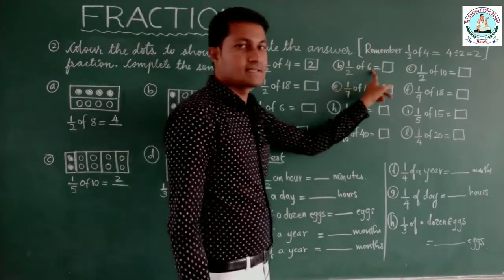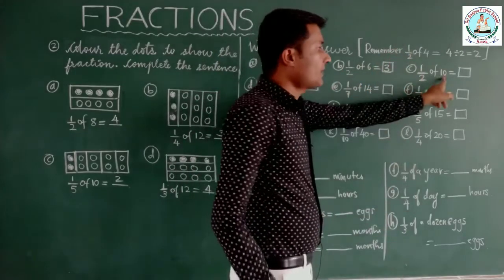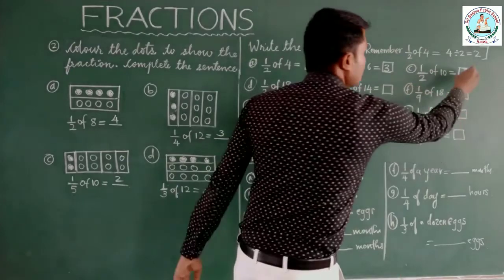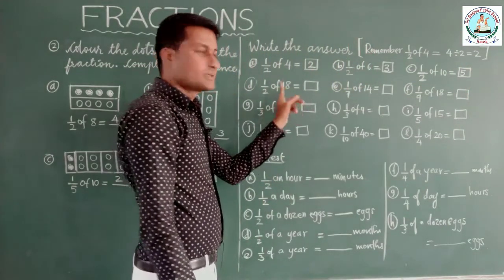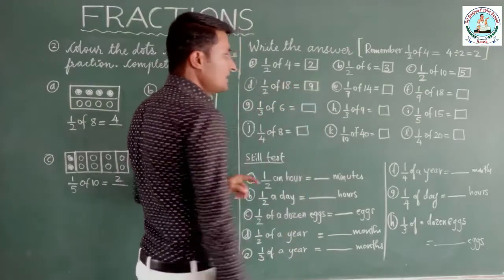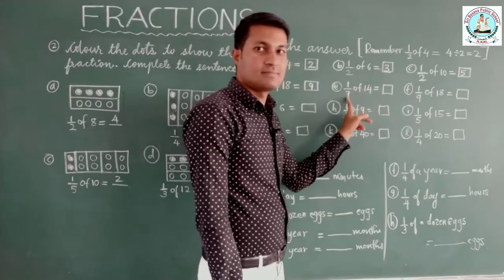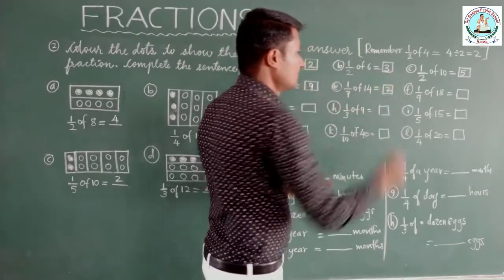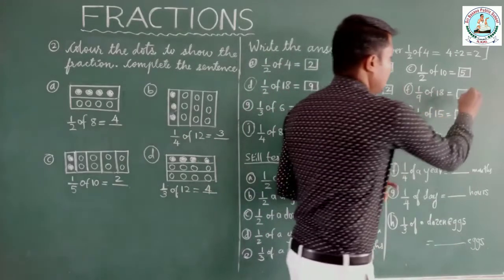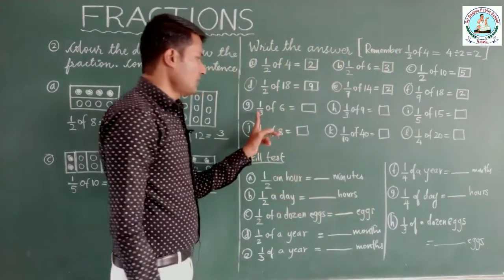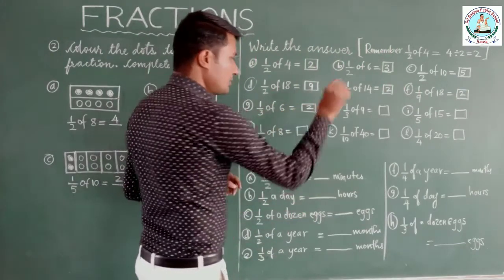B, half of 6, divided by 2, how much? It is 3. Half of 10, divided by 2, how much? It is 5. Next, half of 18. So 18 divided by 2, it is 9. Then 1/7 of 14, simple, 14 divided by 7, that is 2. Then 1/9 of 18, 18 divided by 9, how much? It is 2. Then 1/3 of 6, that is 6 divided by 3, it is 2.